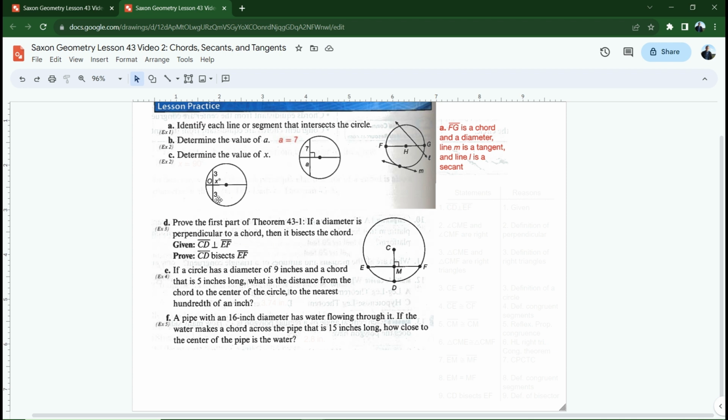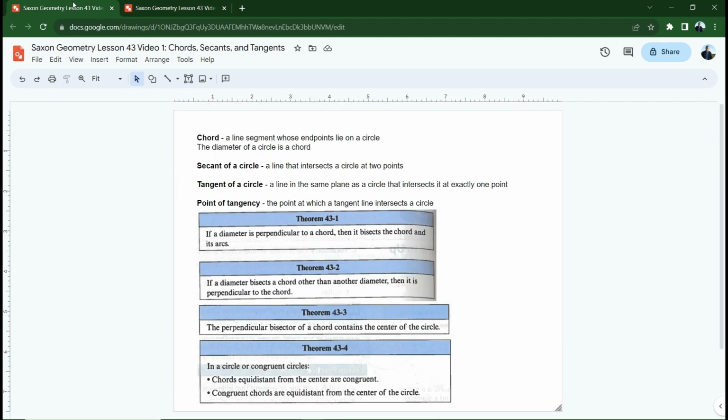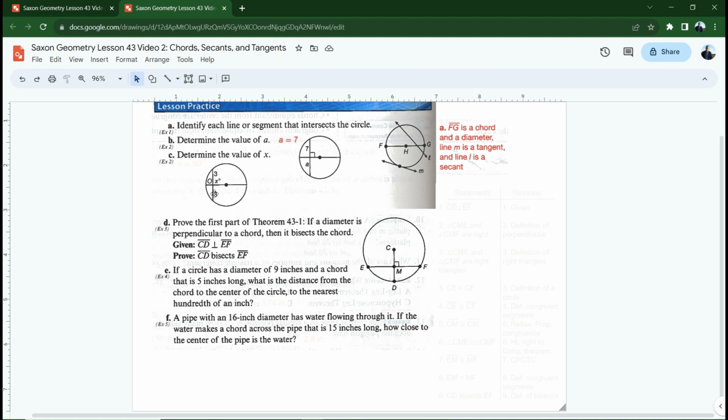All right, and the value of x here. Well, here I know that I don't know what the angle measure is, but I know that my chord is bisected. That sounds like theorem 43.2. If a diameter bisects a chord other than another diameter, well, this chord is not a diameter. This is a diameter because it has endpoints on the circle and passes through the center, and it's bisecting this chord. It's splitting it into two equal parts. So therefore, my value of x has to be 90 degrees. So 90 would be x because it's 90 degrees.